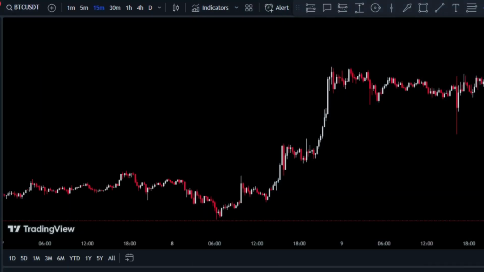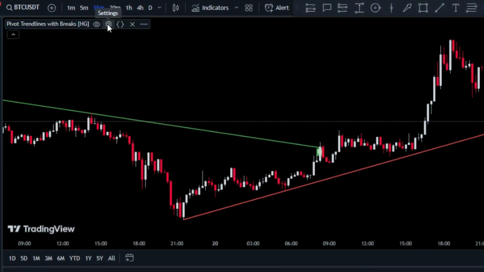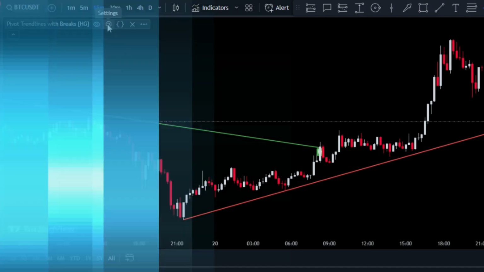Hello traders, this strategy can be applied to any chart of your choice. Now let's customize the pivot trend lines with breaks indicator.